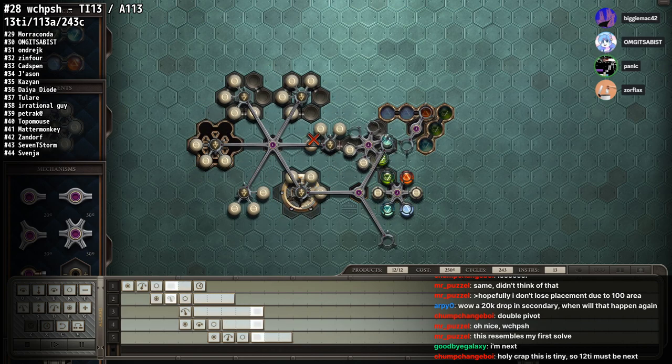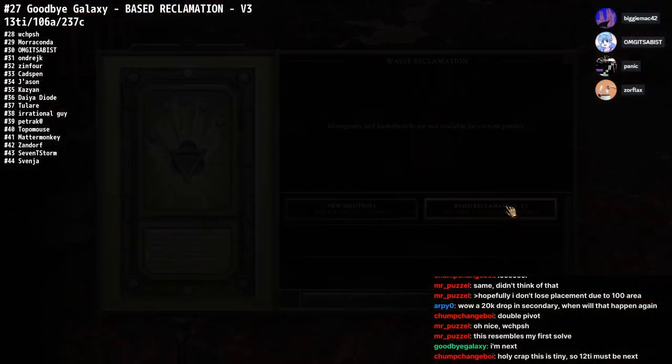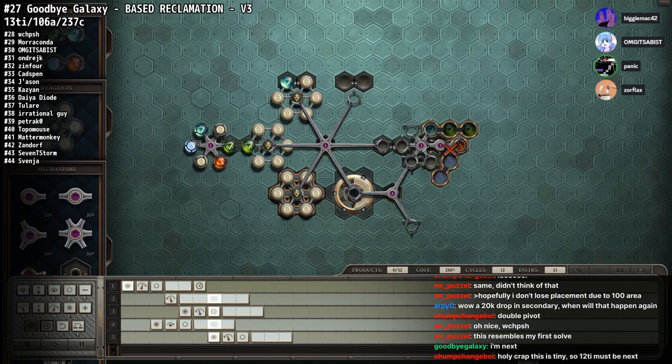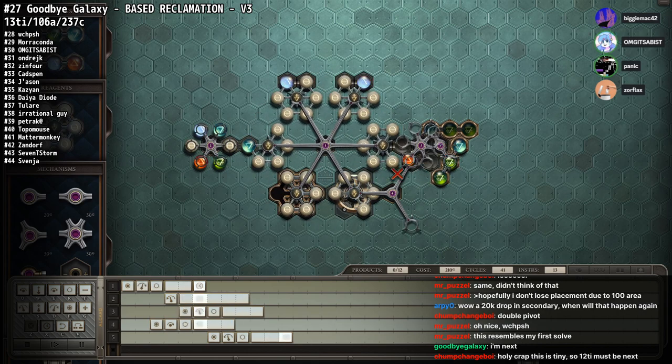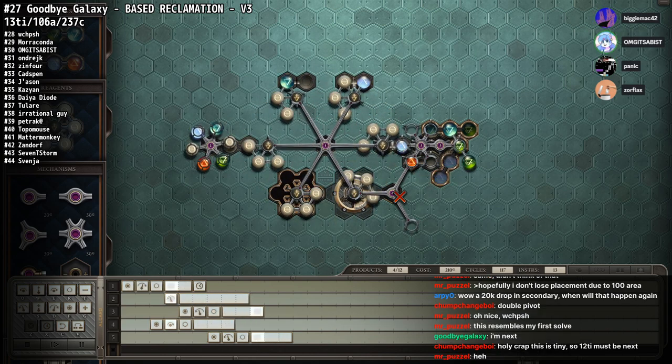So here we have a, what is this, 7 area drop? Wow, 7. Goodbye Galaxy, based reclamation. I don't actually know what based means. No one does. So this has exactly the same double pivot arm, very similar to the last solve. It just took the atom graph in a different place. And it dupes first, which I guess allows it to do the final manipulations in a smaller amount of area.